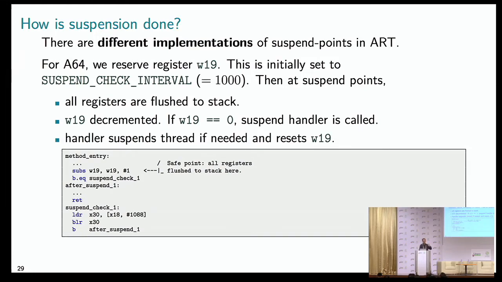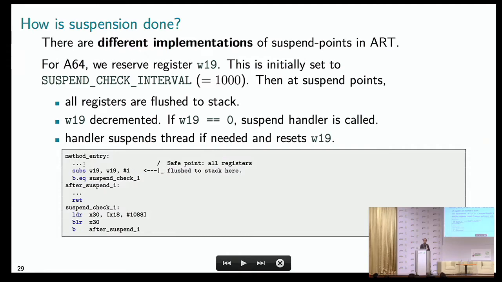We don't do anything. Or we reach the value of 0. In this case, you see here, this is the sub instruction. We jump to a helper, to the end of the method here, and we call the runtime. The runtime will reset the counter to the value of 1,000, and check whether the runtime has asked to stop the thread. If this is the case, then you could have a garbage collection, or an optimization, otherwise you just return back. The return then happens at this point, and we continue after the suspend point.